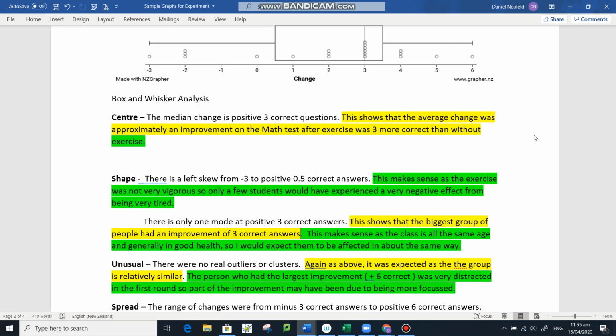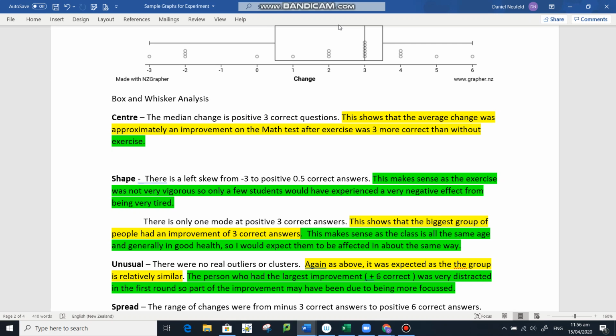And then finally, when I try to explain why it looks the way it is, this is when I'm at excellence. This makes sense as all the class are the same age, general health, so you'd expect them to be affected in the same way. Okay? So what I'm saying is if there were very different groups in the class, then I would expect more modes. But there isn't, so there's just basically the one mode.